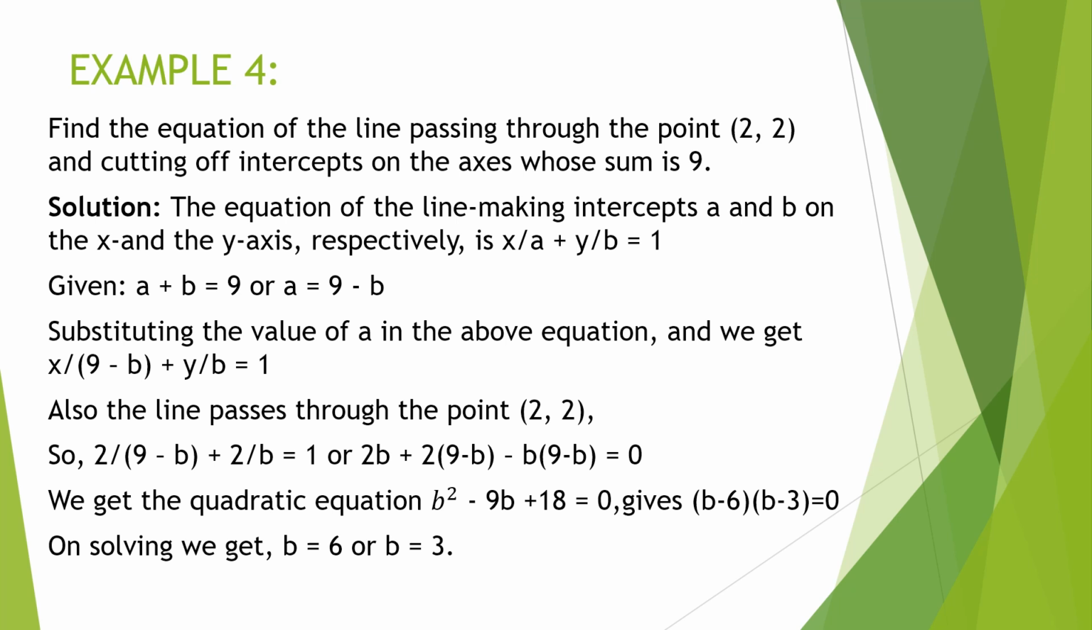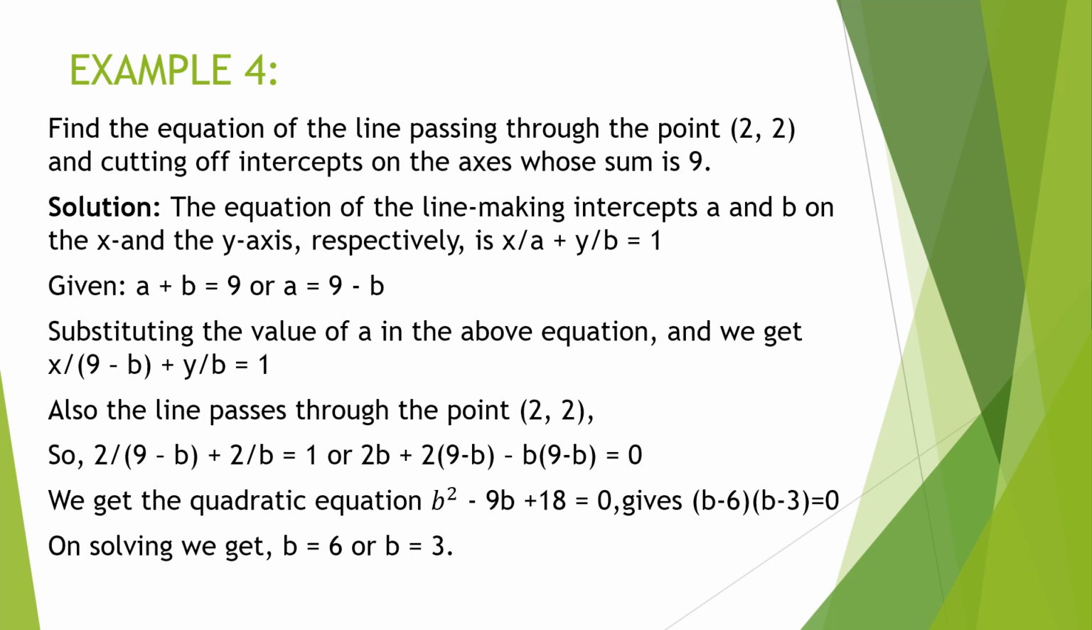So we can convert it into any one variable, either a or b. If a plus b is equal to 9, then a is equal to 9 minus b. Now in our equation just substitute a is equal to 9 minus b. So what do we get? x upon (9 minus b) plus y upon b equal to 1.